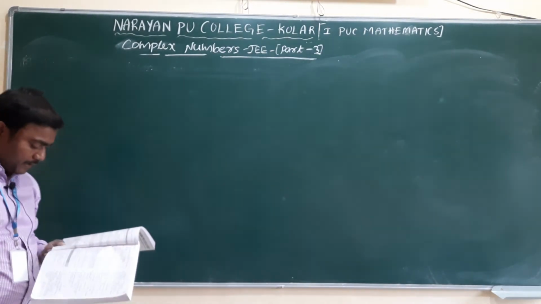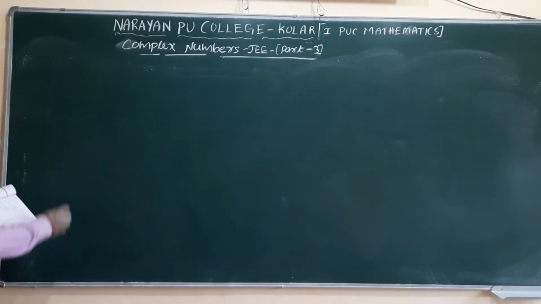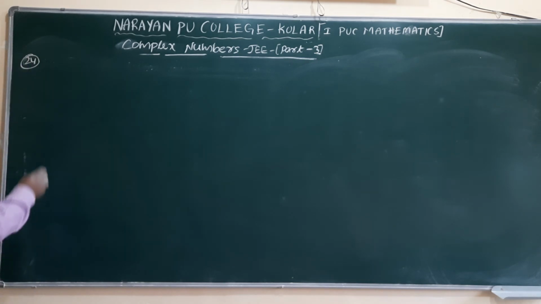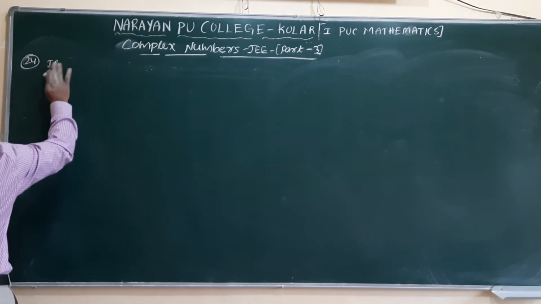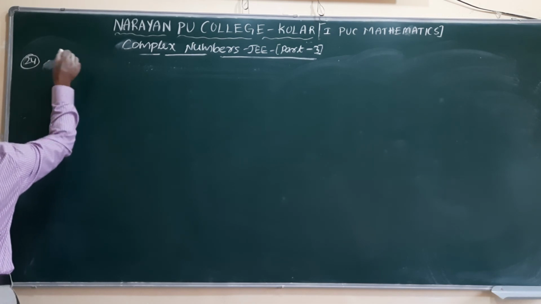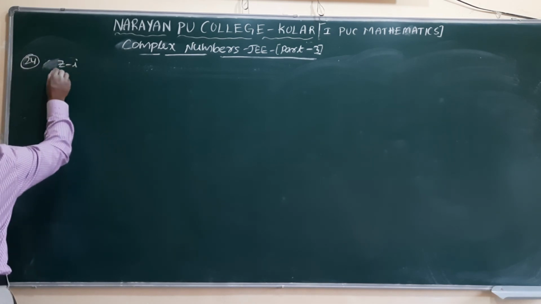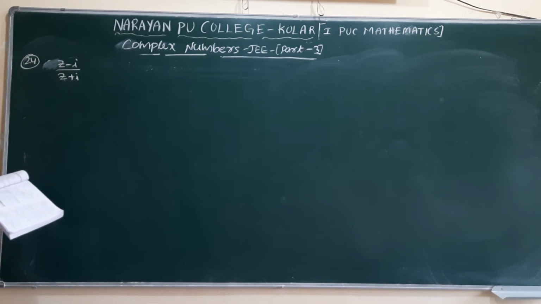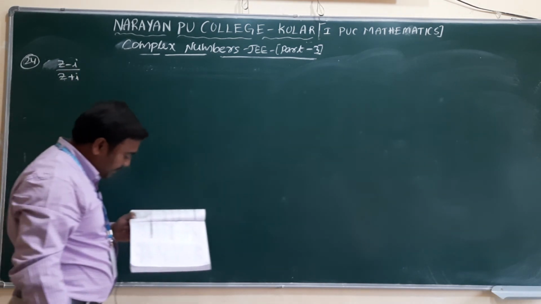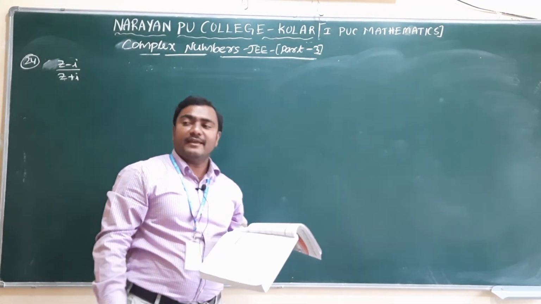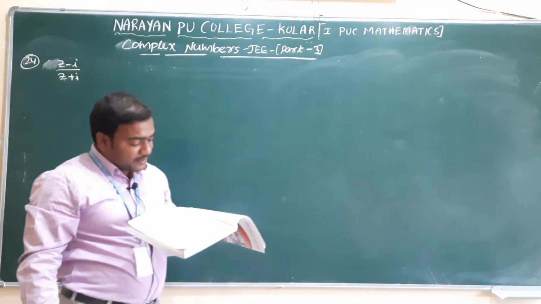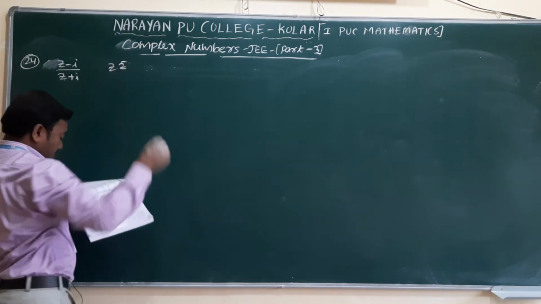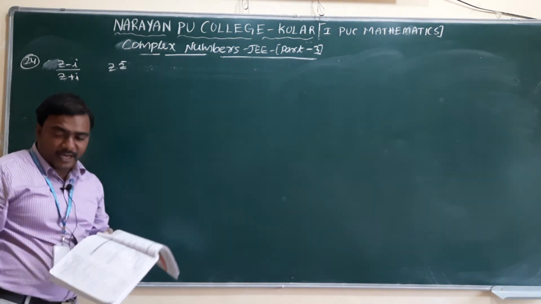This is question number 24. If (z minus i) divided by (z plus i), z is not equal to minus i, is a purely imaginary number, then z into z bar is equal to?